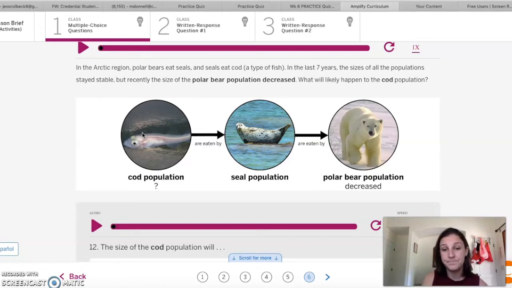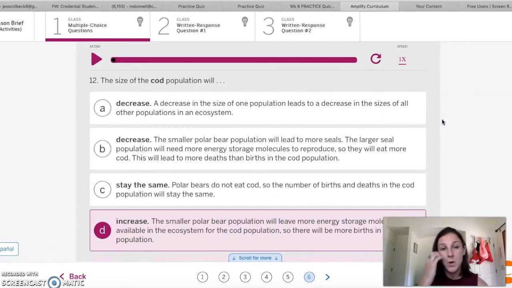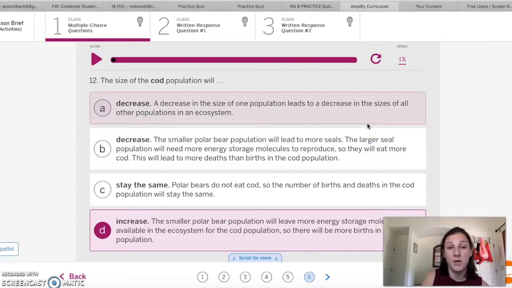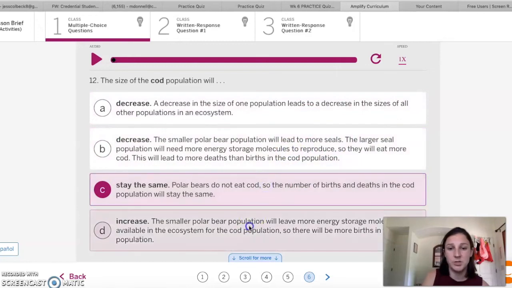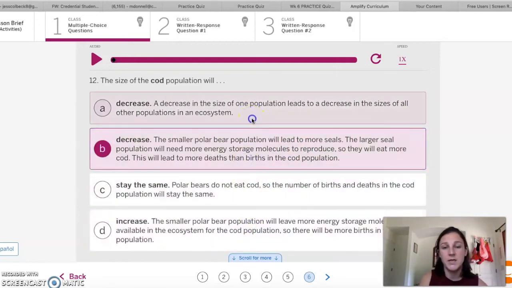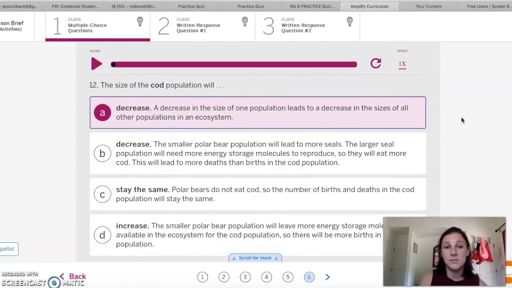Does that make sense? So let's look at the options for our responses here. So if the polar bear population decreases, what will happen to the cod population? Now, that was not the correct answer there. Don't jump to conclusions. It was just the one that was selected. So let's read through these together. The size of the cod population will decrease. So if the polar bear decreases, what will happen to the cod?